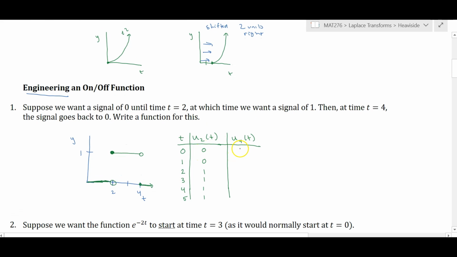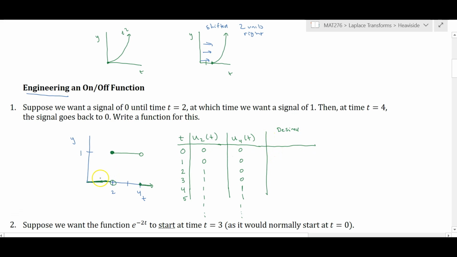But u sub 4 will be 0 until time 4. Up until time 4, it'll be 0. And then at time 4, u sub 4 jumps to a 1, and it remains a 1 for all time, right? These are just going to be 1, 1, and always 1s after that. So what I'm going to do here is engineer a combination of these so that what I get is the desirable outcome. So here's what I desire. I'm just going to say desired.